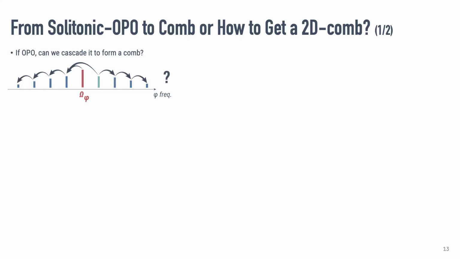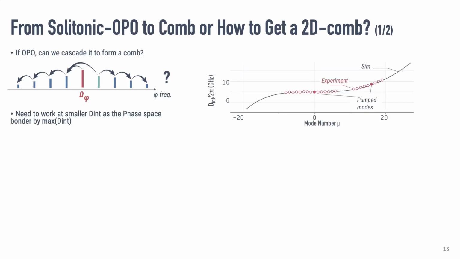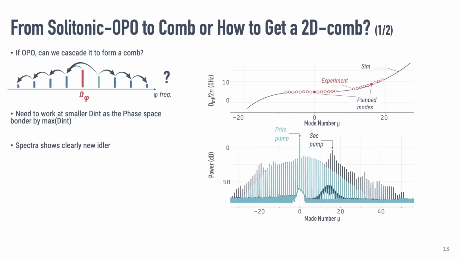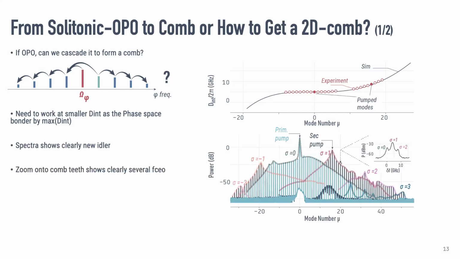So can we do that, instead of doing it in mu, actually in this phase velocity system? To do that, we take another resonator with another dispersion. And as you can see, when you single pump it or dual pump it, the spectra is quite different. Actually, if you zoom in at all the different combs, you can see that you do not get only one offset, but you get several offsets.